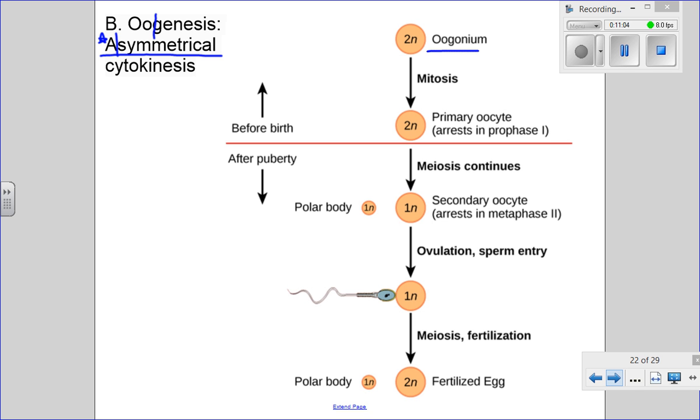So we start with an oogonium, just like we started with a spermatogonium. This is our germinal cell. Like you can see in the picture, this is diploid. It has 2 N chromosomes. And just like the germinal cell in spermatogenesis, it undergoes mitosis.